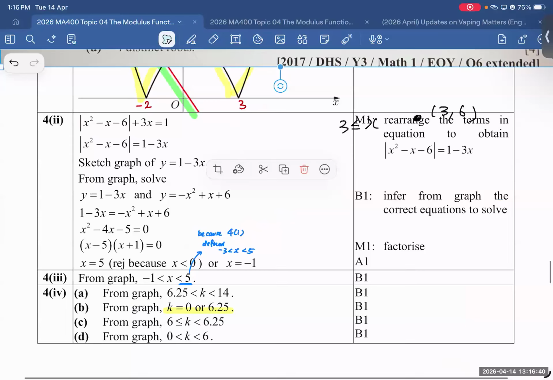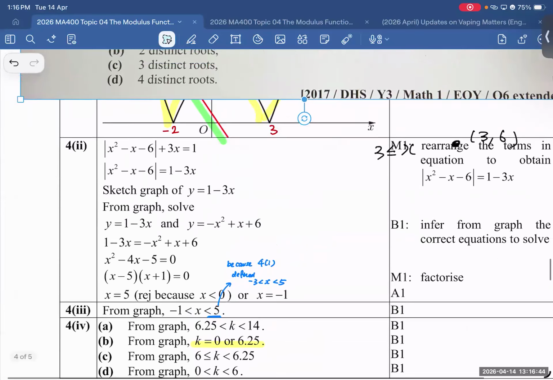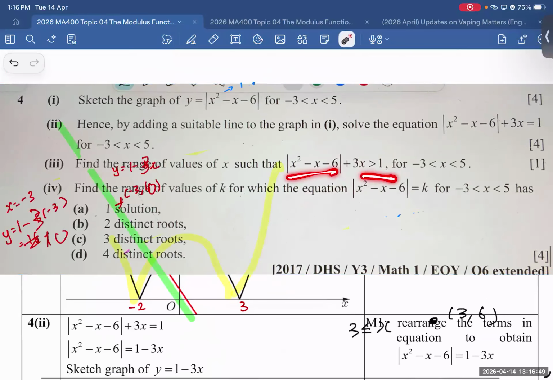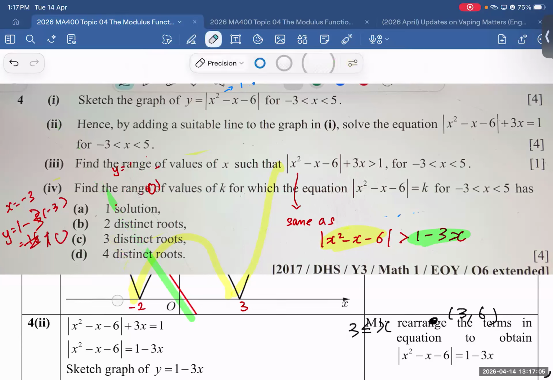For part 3, when modulus of x squared minus x minus 6 is more than 1 minus 3x, this basically means asking for x squared minus x minus 6 to be more than 1 minus 3x. If you consider this as yellow and this as green, do you want yellow to be above green or green above yellow? Yellow above green. Okay, very good.